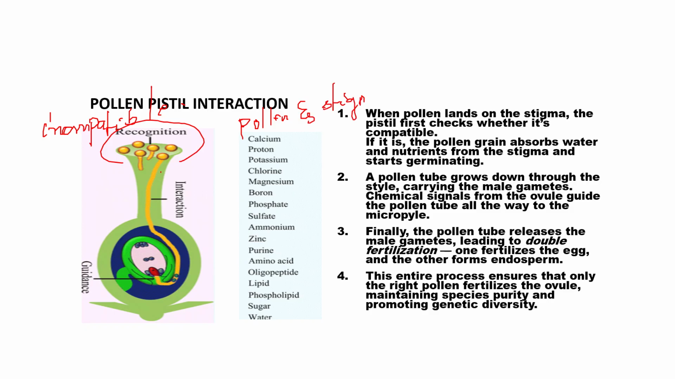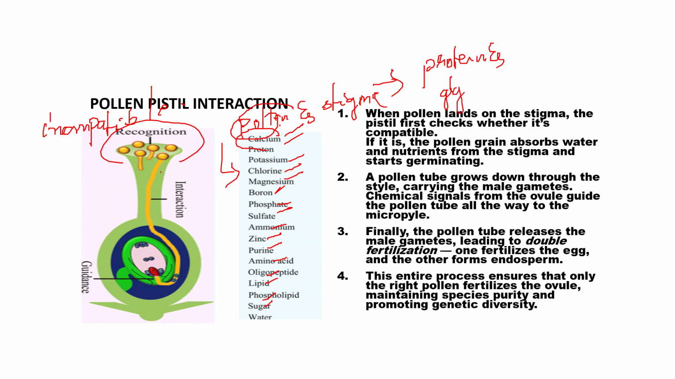So these are the chemicals that are secreted by the pollen grains: calcium, proton, potassium, chlorine, magnesium, boron, phosphate, sulfate, ammonium, zinc, purine, amino acid, oligopeptide, lipid, phospholipid, sugar, water. But the important chemicals are calcium and boron. The stigma will secrete two important chemicals, that is protein and glycoproteins.